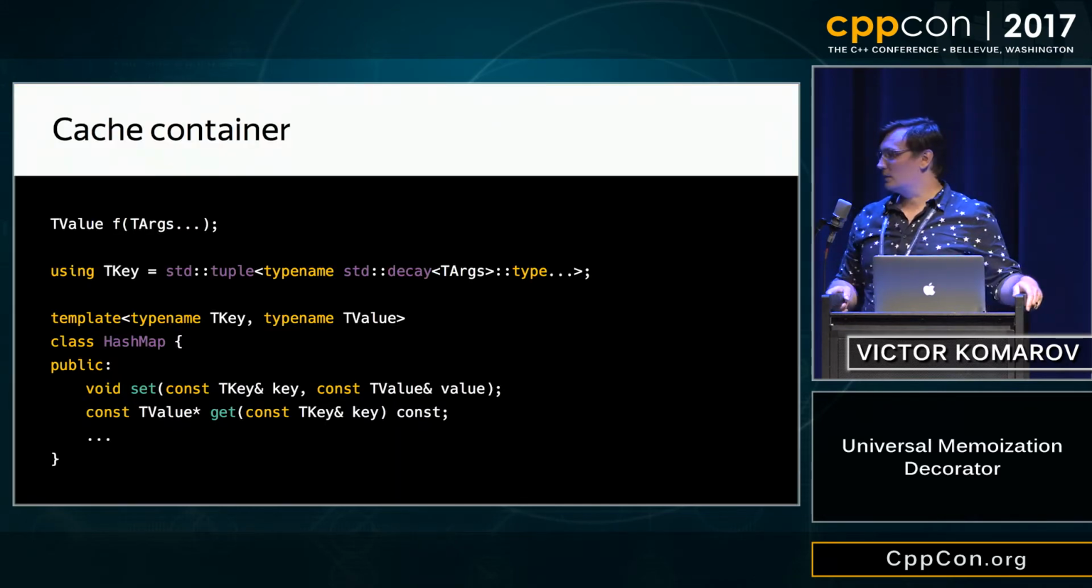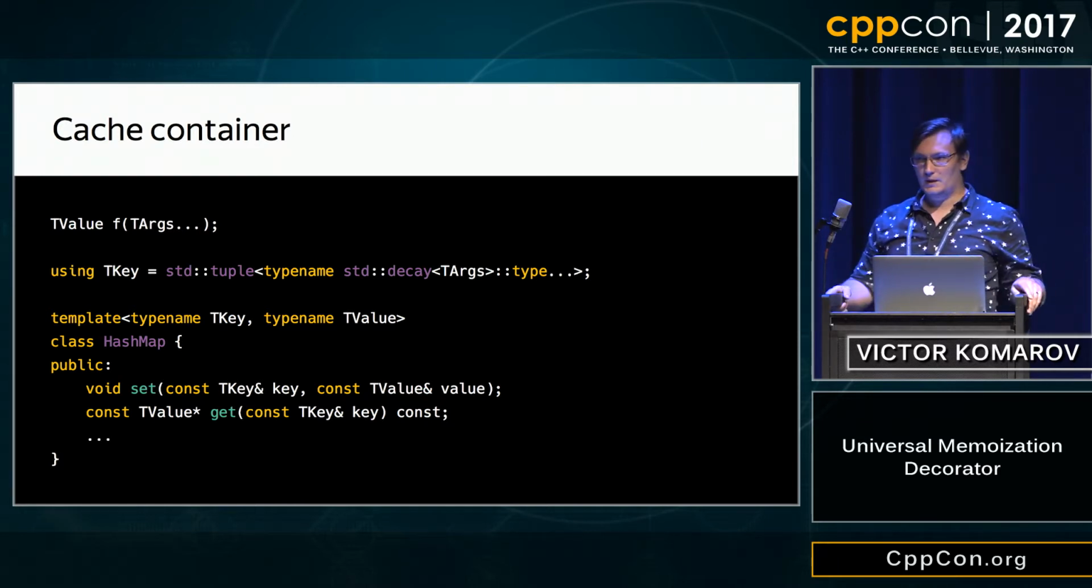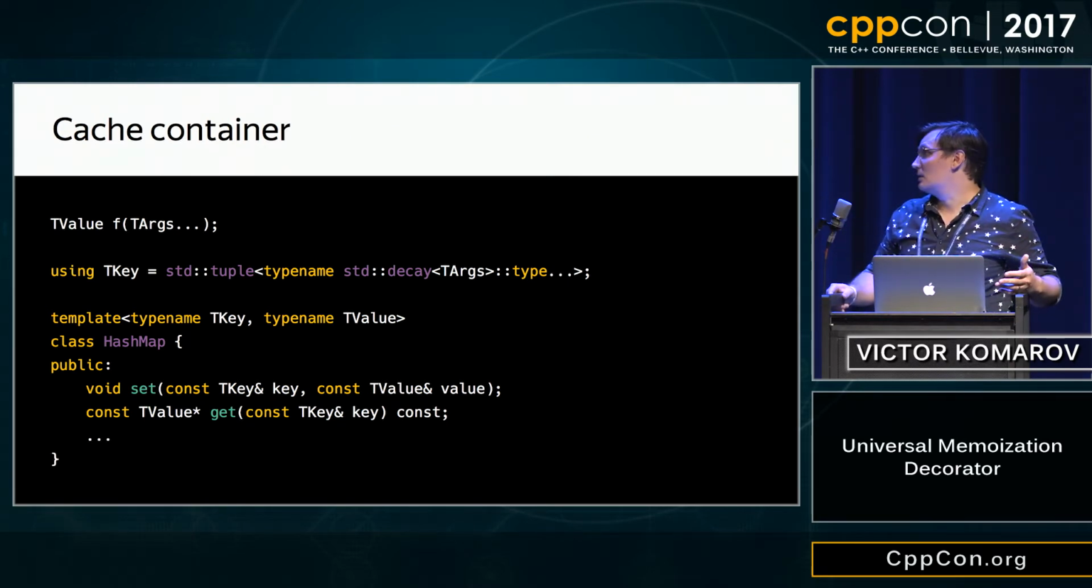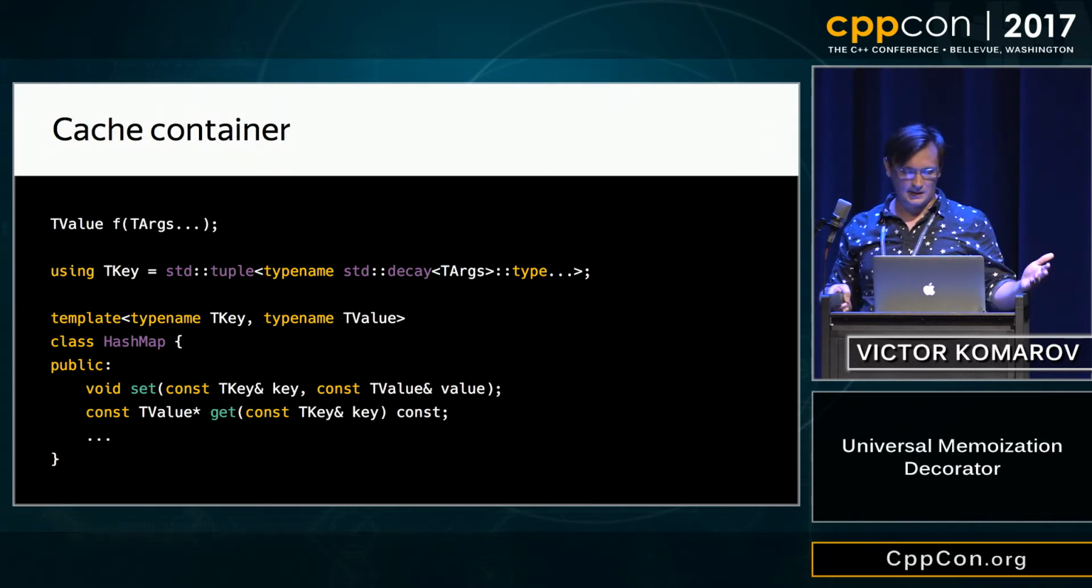At first, let's talk about the container. Suppose that we have a function that takes arguments and returns a value. We create a key from the decayed arguments of that function. The value is a value, and the suitable implementation of a container will look like this. It's some kind of a hash map that supports two operations, set and get. Set updates the cache, get returns a pointer to the element if it's present, or a null pointer if it's not. And after Kate Gregory's talk this morning, I'm considering using std::optional instead.